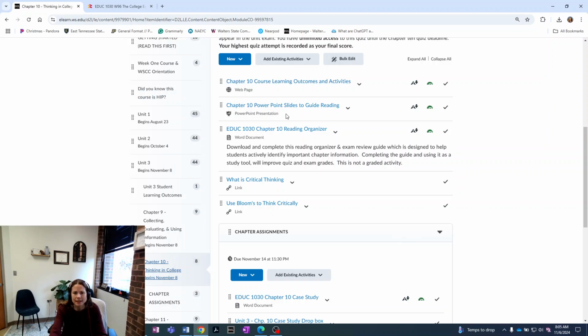As always, I give you your PowerPoint slides and reading organizers. Remember, the reading organizers you do not turn in until the unit exam. That will allow you to earn extra bonus points toward your unit exam. I've not had many people take advantage of this, so if you're needing extra bonus points, this is always a good way to earn them on the exam, which then averages into your overall grade average.